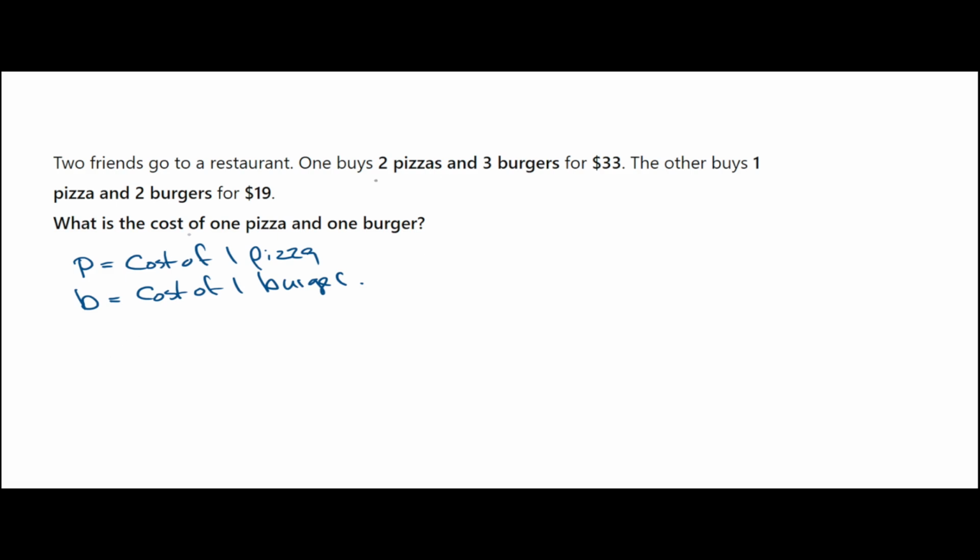So what are we wanting to find? So we want to know the cost. So let P be equal to the cost of 1 pizza. Presuming that all of these pizzas cost the same. And let B be equal to the cost of 1 burger. Okay. Now we can turn it into algebra. So 2 pizzas plus 3 burgers came to $33. And 1 pizza and 2 burgers came to $19.